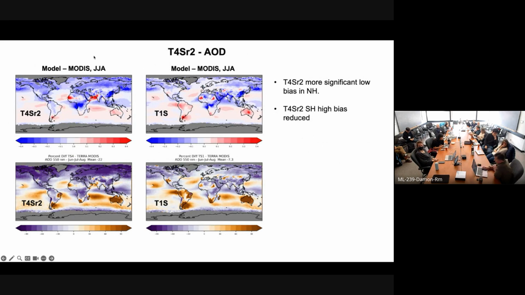And here's a look at the AOD compared to MODIS for our second T4S run. When you compare this, we get a little bit more of a low bias in the Northern Hemisphere, and in the Southern Hemisphere, our high bias is reduced. Places like Australia are a little closer to zero than they were compared to our T1S run. But like I said, things in the Northern Hemisphere are generally a little bit lower.